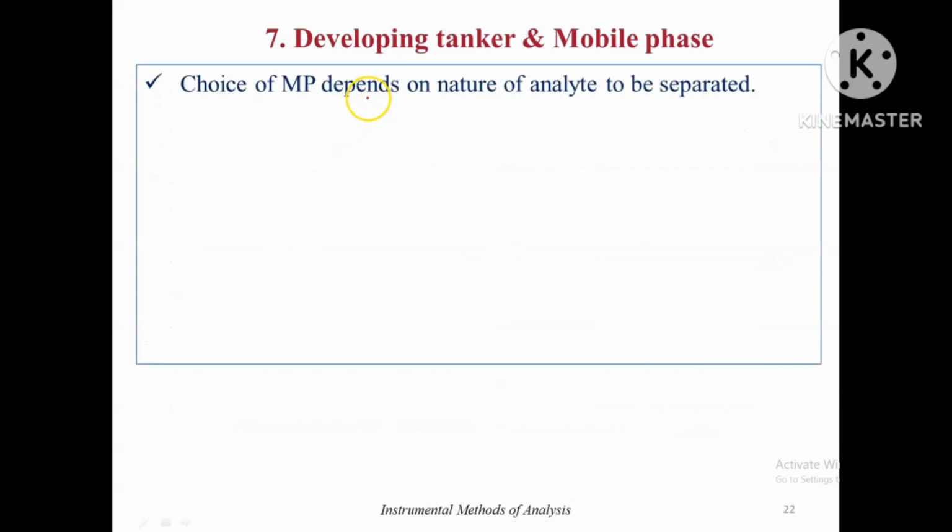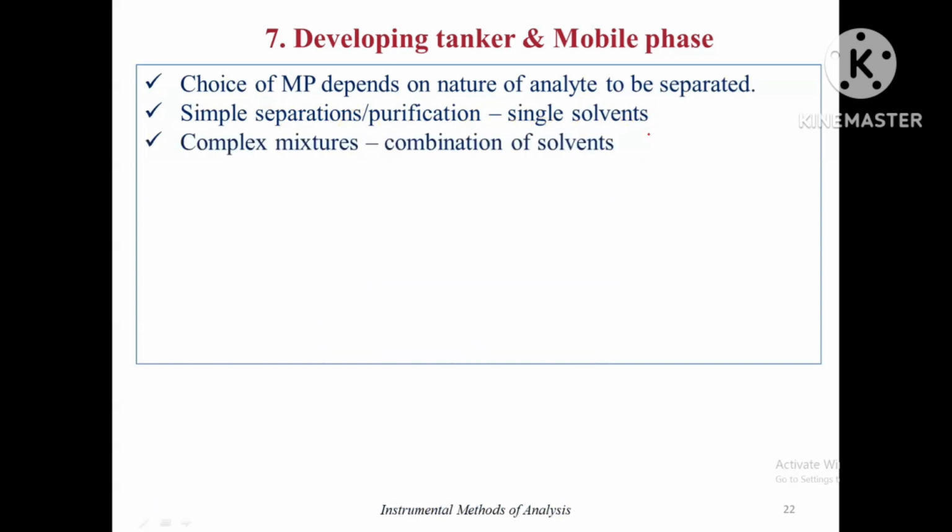The choice of mobile phase depends on the nature of the analyte to be separated. If the analyte to be separated is very simple, then single solvents can be used. On the other hand, if the separation is meant for complex mixtures, then a combination of solvents is preferred. Further, the selection of mobile phase can be done based on their elution power. For this, please refer to the eluotropic series, which I have discussed in column chromatography. The link for the same is given in the description.